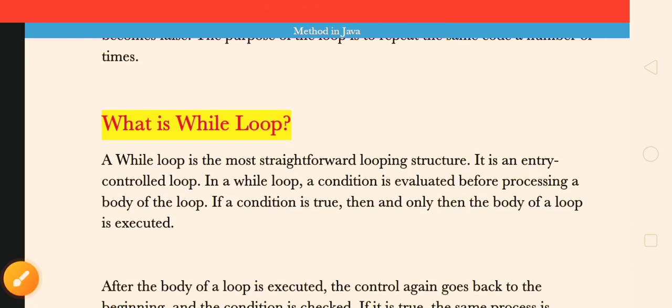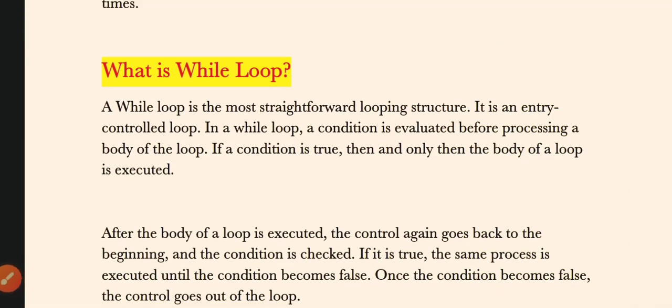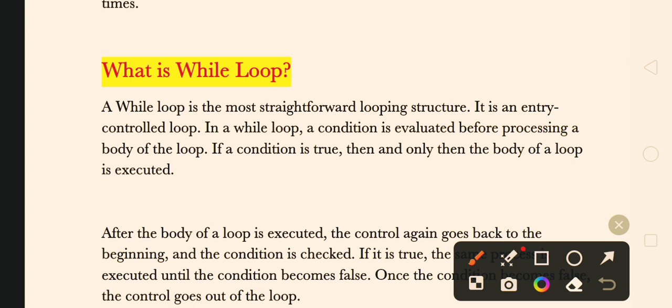Now what is a while loop? A while loop is the most straightforward looping structure. It is an entry control loop. The question may be asked, what is the other name of the while loop? So it is the entry control loop. Now the reason behind why it is called an entry control loop.